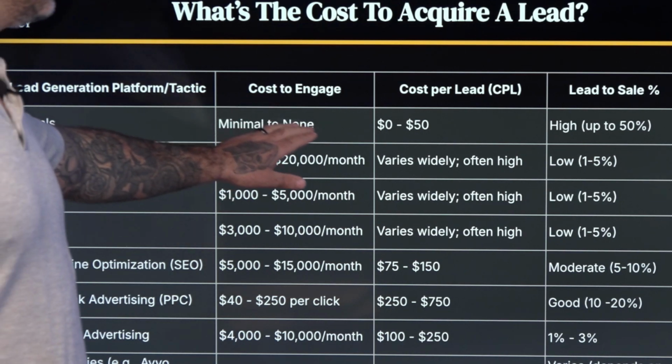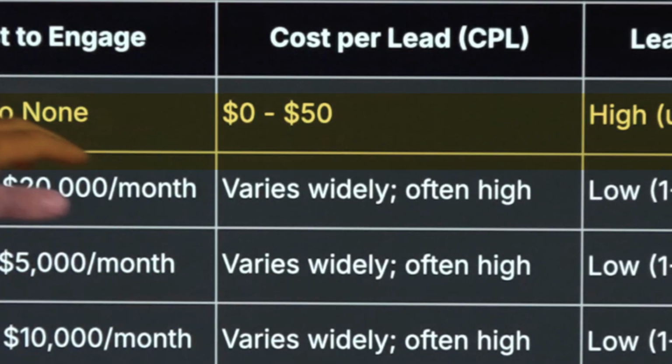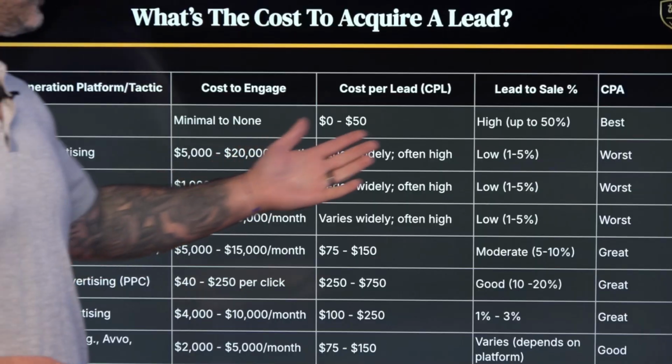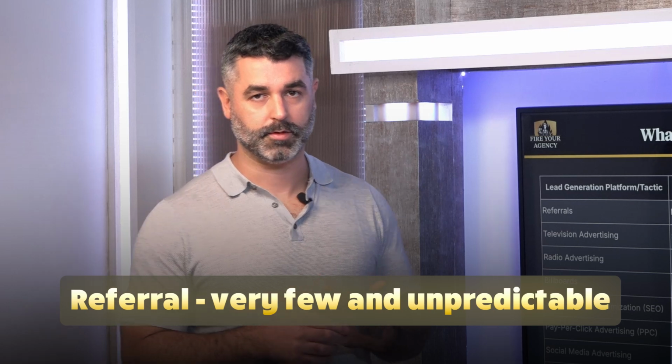So the cost to engage is free. The cost per lead is pretty much free. The lead to sale rate is extremely high because referrals close better than any different lead source because it's referrals coming in from a warm source, a trusted partner. The CPA is going to be the best. Now, of course, a lot of the times you're going to have to pay out referral fees, which you can just view as a marketing cost. That's going to depend on what that looks like, but referrals are great. But again, the problem with referrals is that they're few and far between, and they're very unpredictable. It's very difficult to scale a law firm just off of referrals.